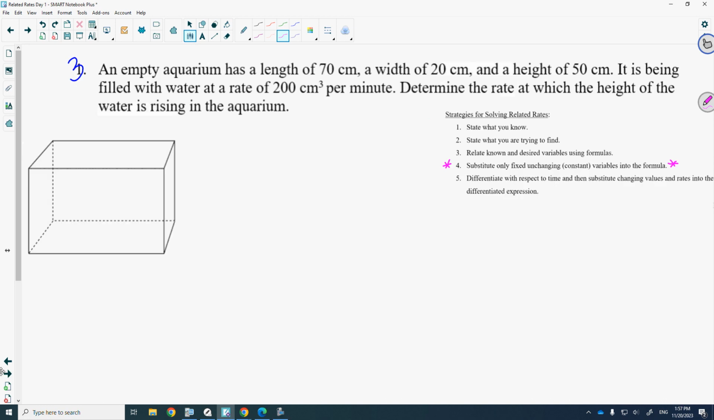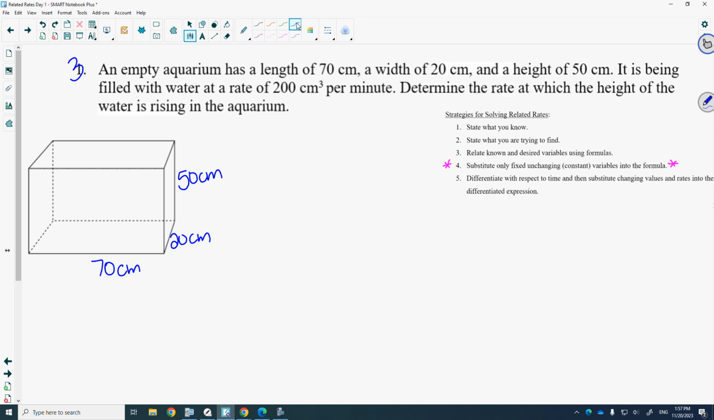So I want you to imagine this. You have an aquarium, length 70, width 20, and height 50. So put those 3 units in. Your length is 70, width is 20. So we've got 70 centimeters, this side is 20 centimeters, and the height of this is 50. So this is an aquarium, let's say you have at home.